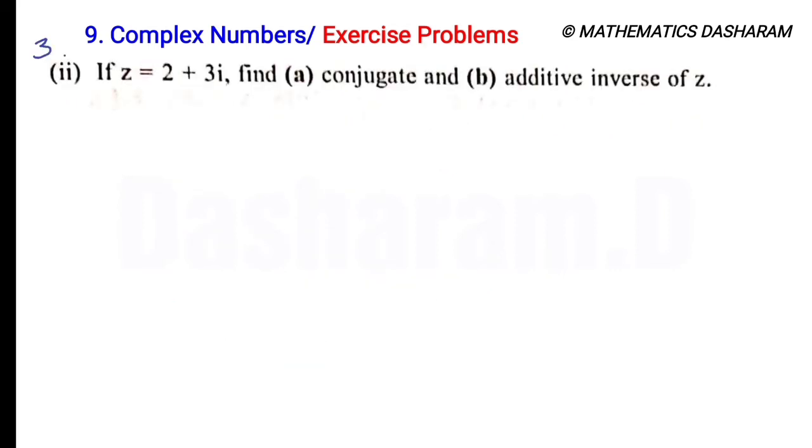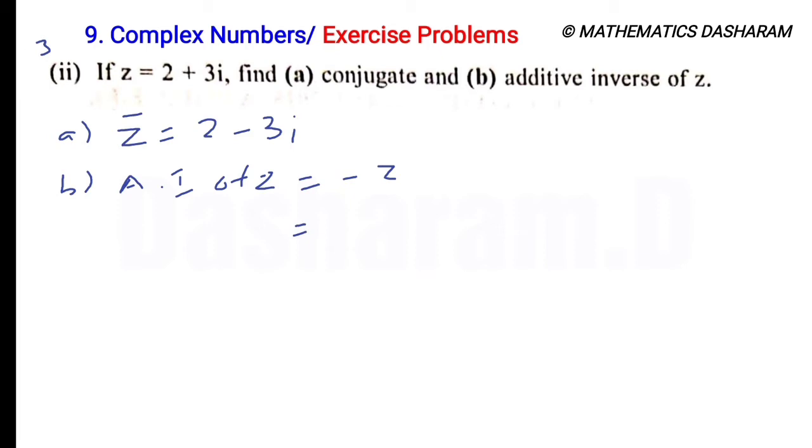Third bit, second problem: if z equals 2 plus 3i, find the conjugate and additive inverse of z. Here, the conjugate means z bar, so just change the sign of the imaginary part: 2 minus 3i. Next, B: the additive inverse of z is denoted by minus z, so just apply the minus symbol to the given complex number: minus 2 minus 3i.